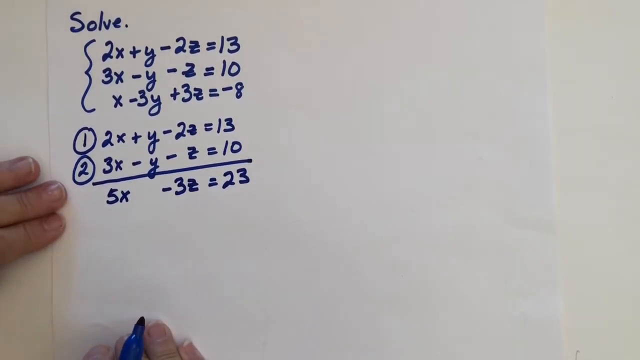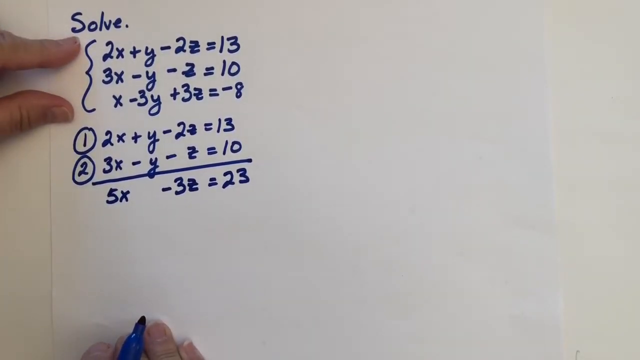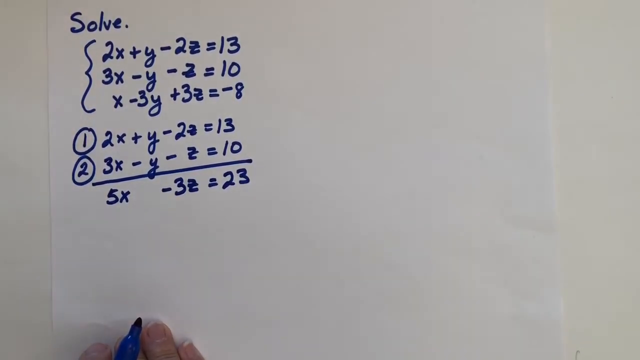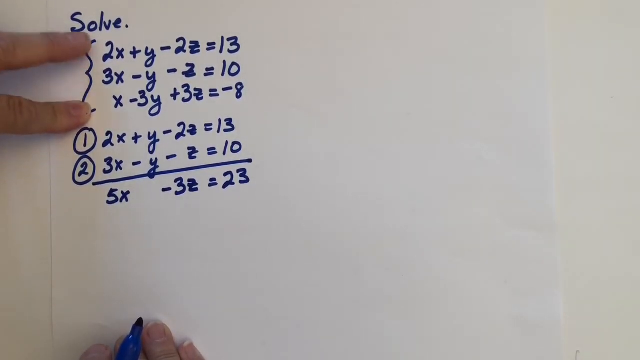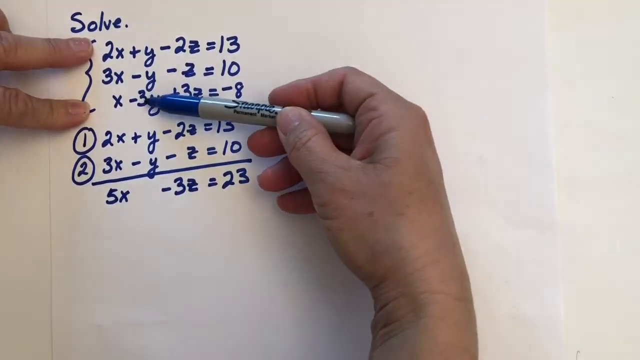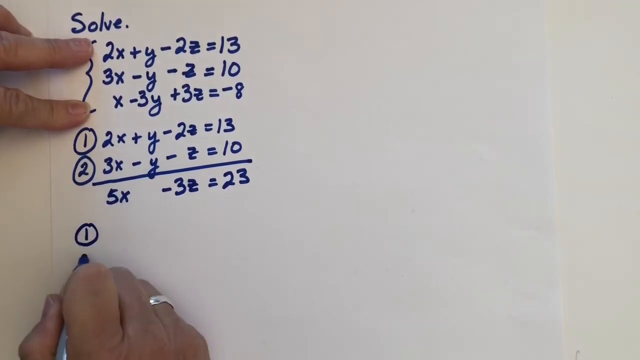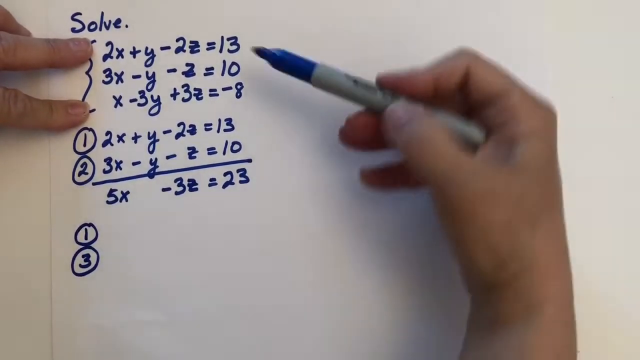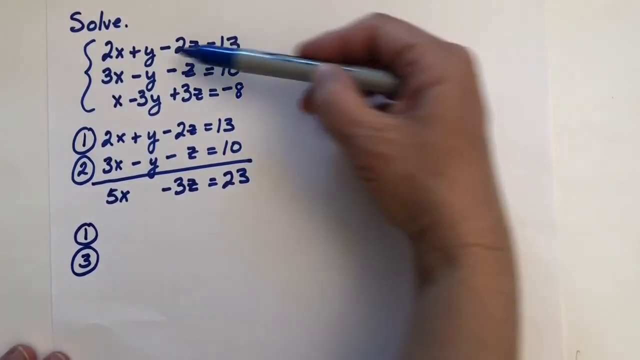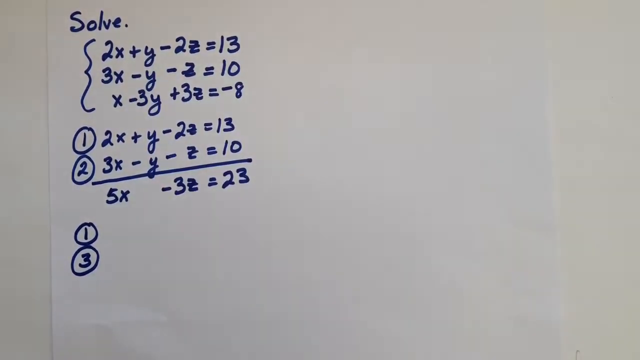Now I leave this alone for a minute and I come back to my system and I grab a different pair and eliminate the same variable. So now I need to bring in equation 3 into this problem. So I'm going to use equation 3 with 1 or equation 3 with 2. And I think I'll use equation 3 with 1. They already have opposite coefficients. So I'm going to use equation 1 with equation 3. But I'm going to need to multiply equation 1 by 3 so that they'll be exact opposites.